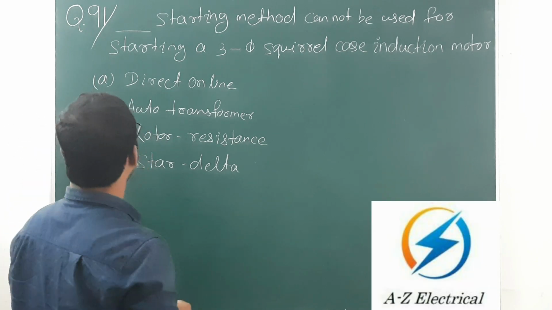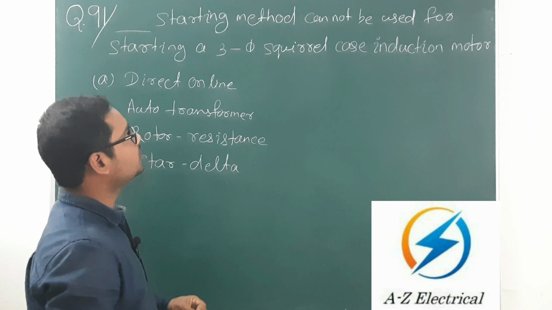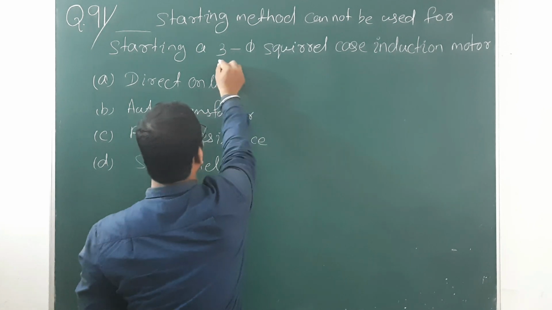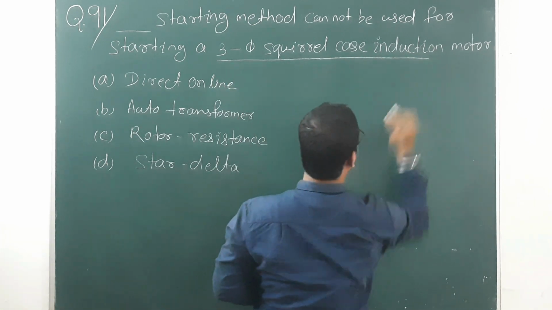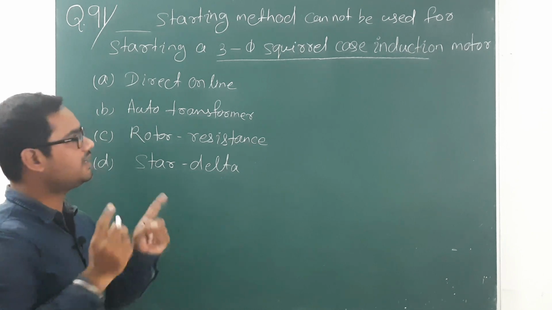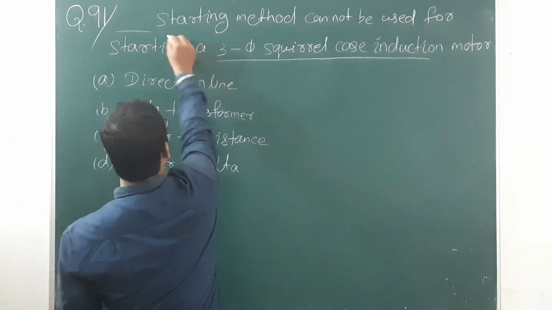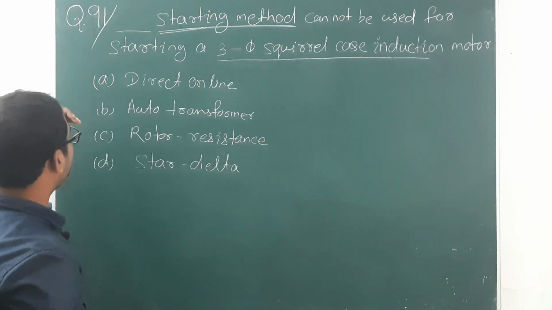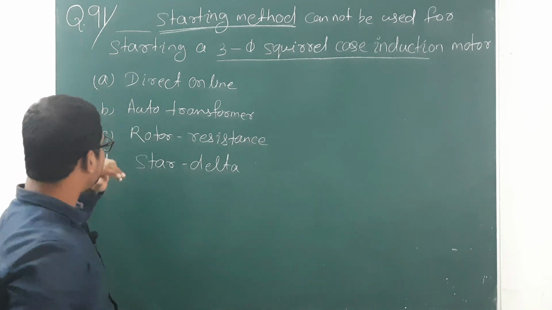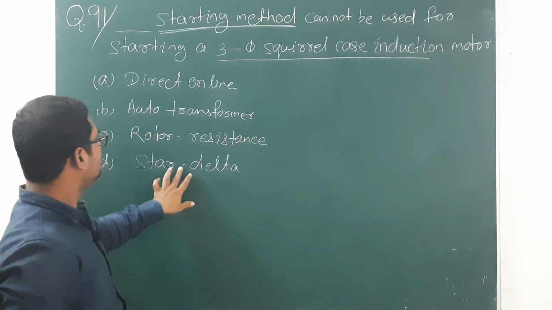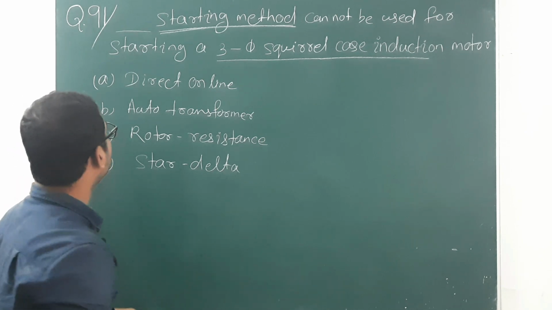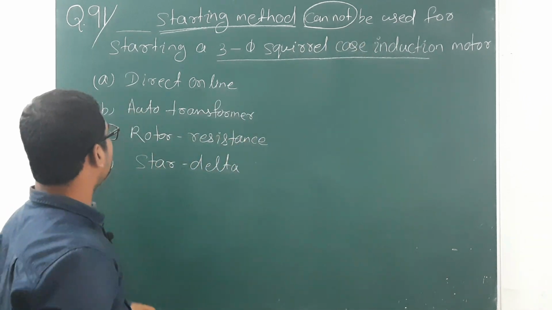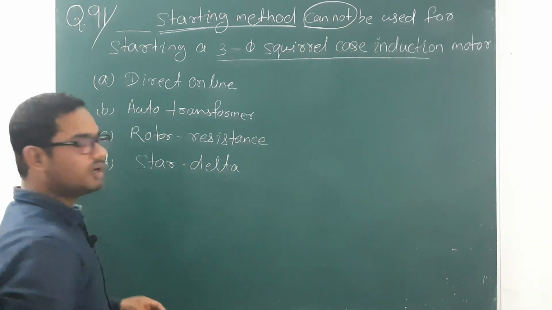The question is, dash starting method cannot be used for starting a 3-phase squirrel cage induction motor. We have to find out the starting method. The options are direct online method, auto transformer method, rotor resistance method, and star delta method. The question is, which cannot be used. From these four options, your correct choice is rotor resistance method.